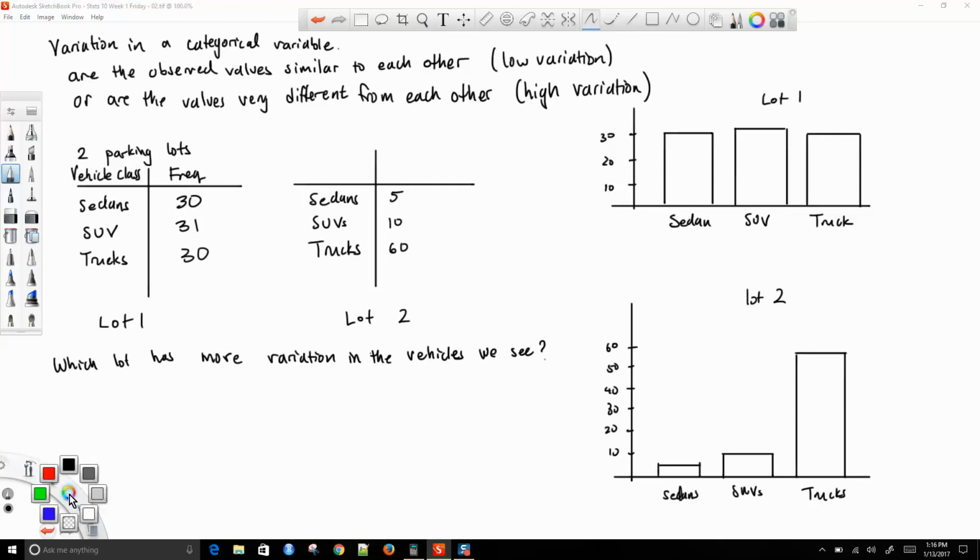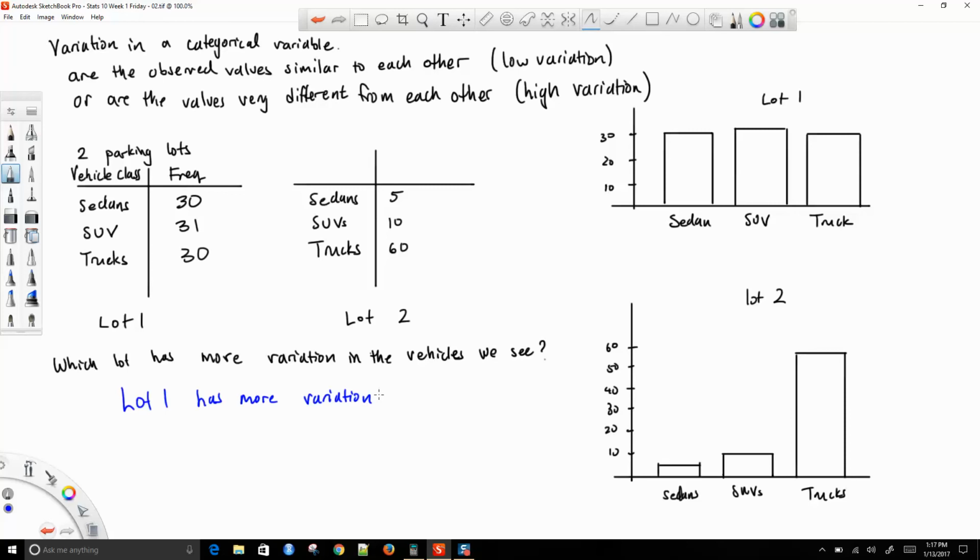Okay, let me, I'm totally serious. All right, so I mean, you don't have to close your eyes, but just imagine walking to lot 1, and you look around, and what are the different cars you see? Okay, you see a bunch of sedans, you see a bunch of SUVs, you see a bunch of trucks, okay? Now imagine walking over to lot 2, and then you look around, and what do you see?